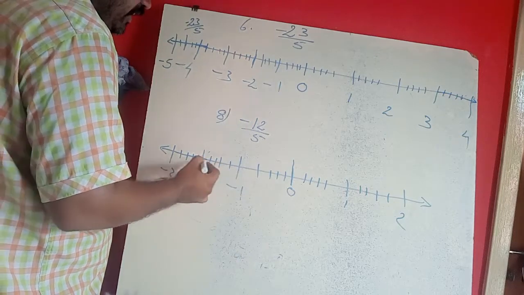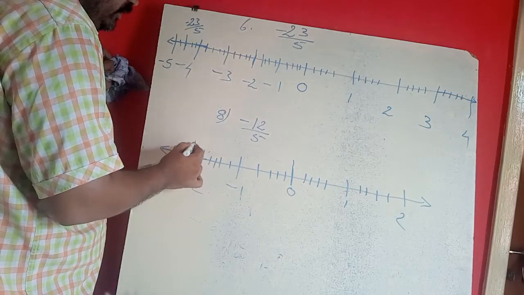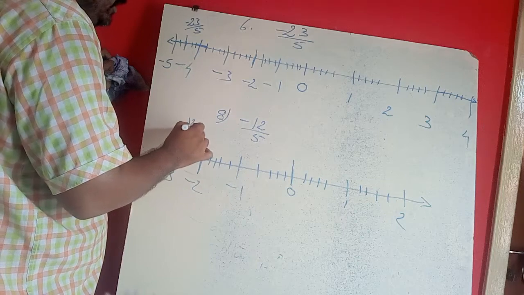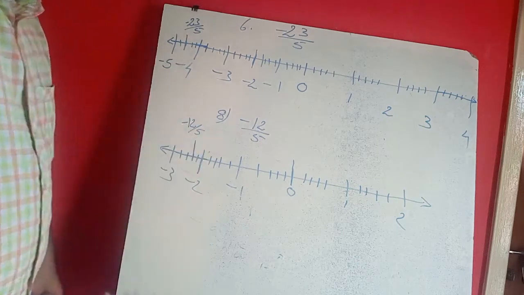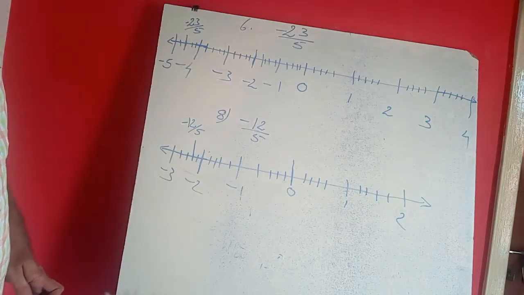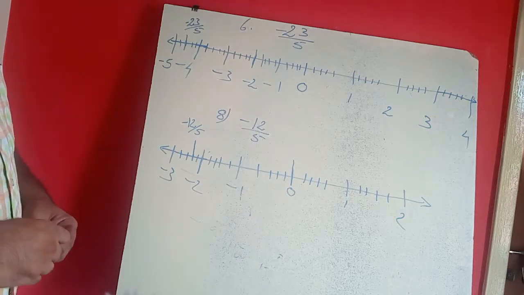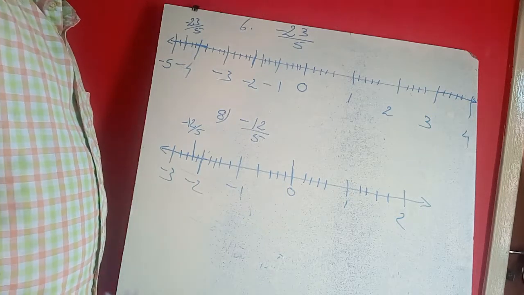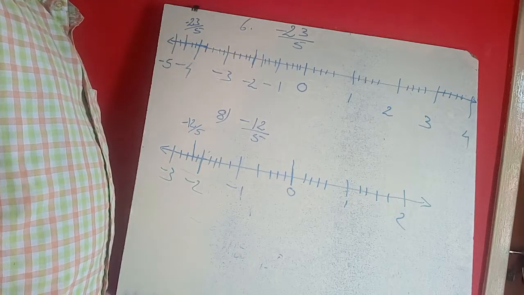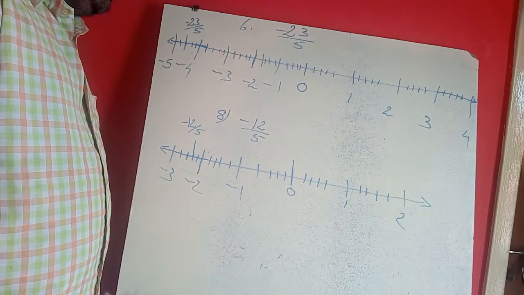Now I want to indicate 12. After 10, 1, 2. This is minus 12 by 5. Like this we have to indicate the numbers on the number line. This is the rule for doing this sum. With this sum, our second chapter is completed.